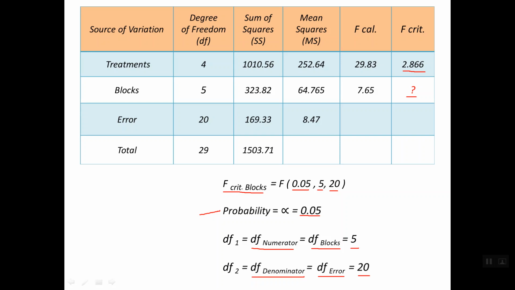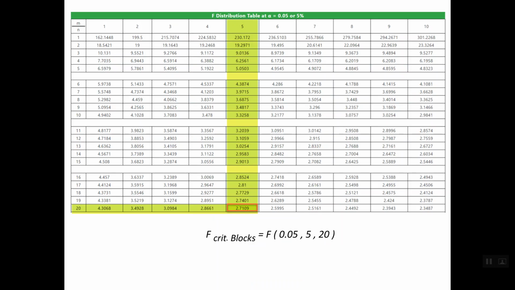So again, to determine the F critical for the blocks, we need to return back to one of the F distribution tables for a probability of 0.05, and we should get the first degree of freedom to be 5 for the row and 20 in the column. So this is the same F distribution table which we have used before. This is the probability, it is 0.05 or 5%.